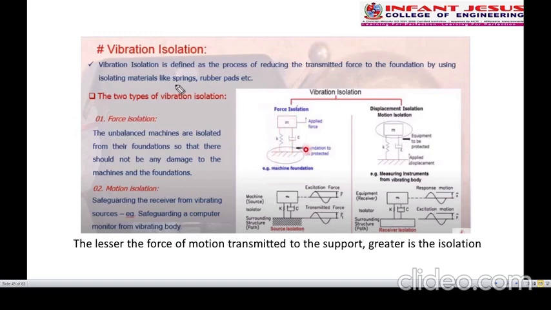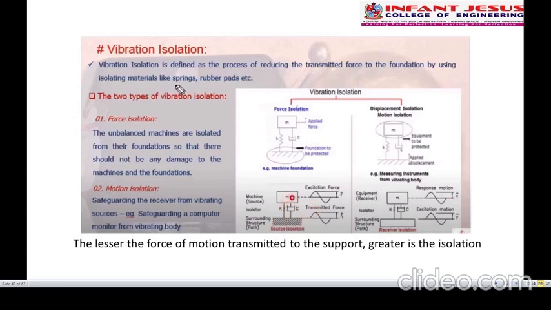So here the foundation has to be protected. This type of isolation is called force isolation. In order to protect the foundation, we are using isolating materials here. So that type of isolation is called force isolation. Here you can see this is the source machine, this is the isolator, that is spring and damper, and this is the foundation, that is a source isolation.